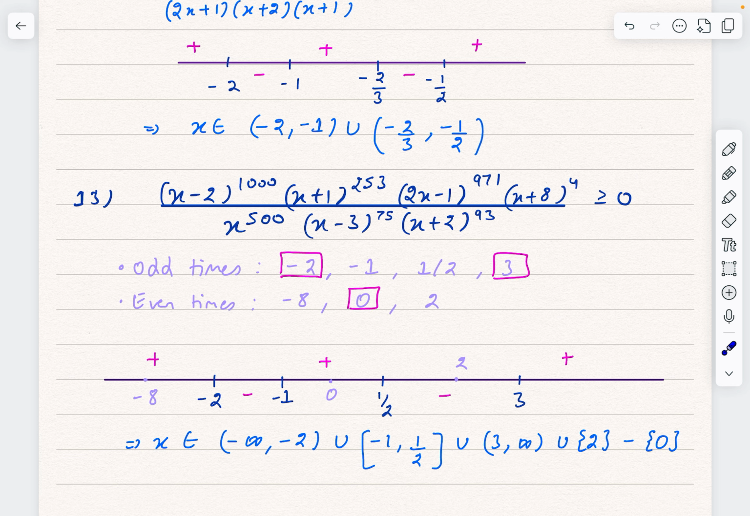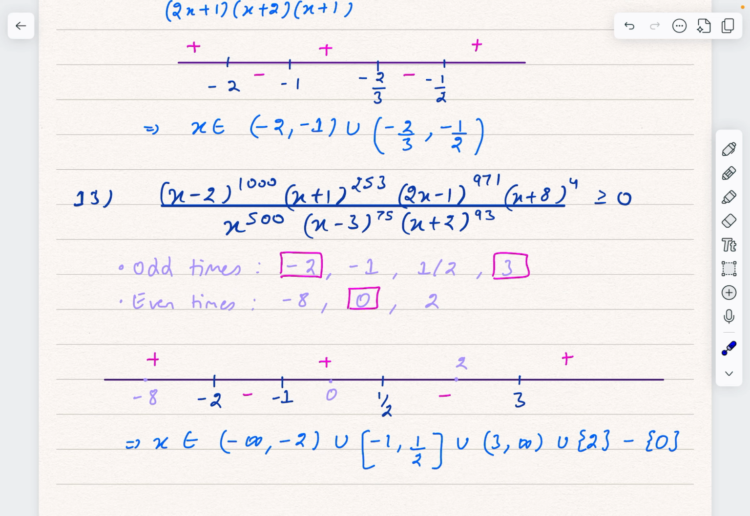We just see which roots are odd times, which are even times. So odd times are minus 2, minus 1, 1 by 2, 3. Even times are minus 8, 0 and 2. And the roots of denominator I have boxed because denominator should never be 0. So these have to be handled carefully.